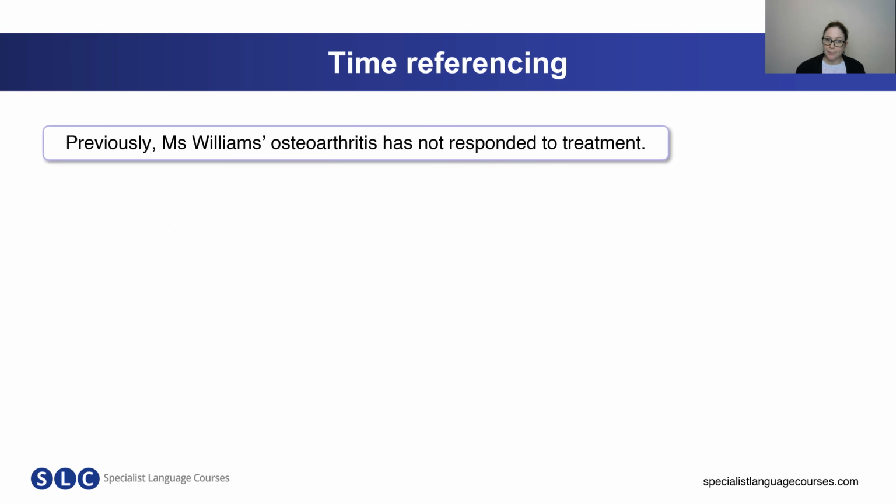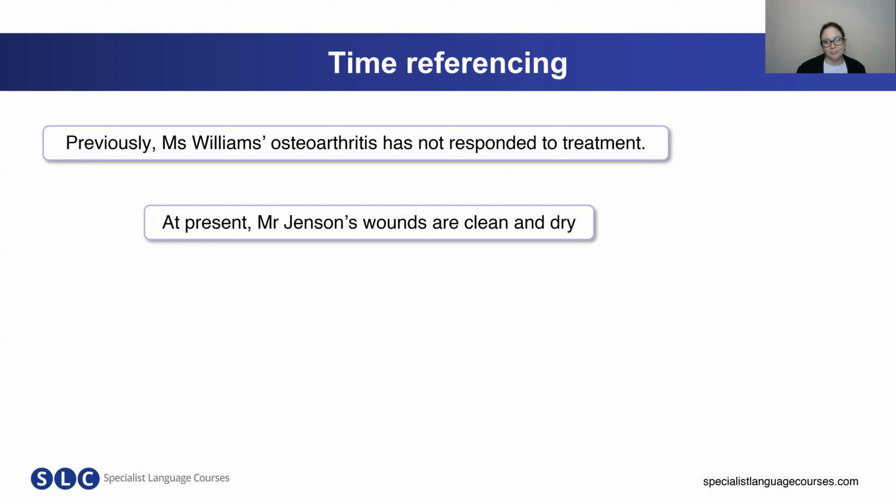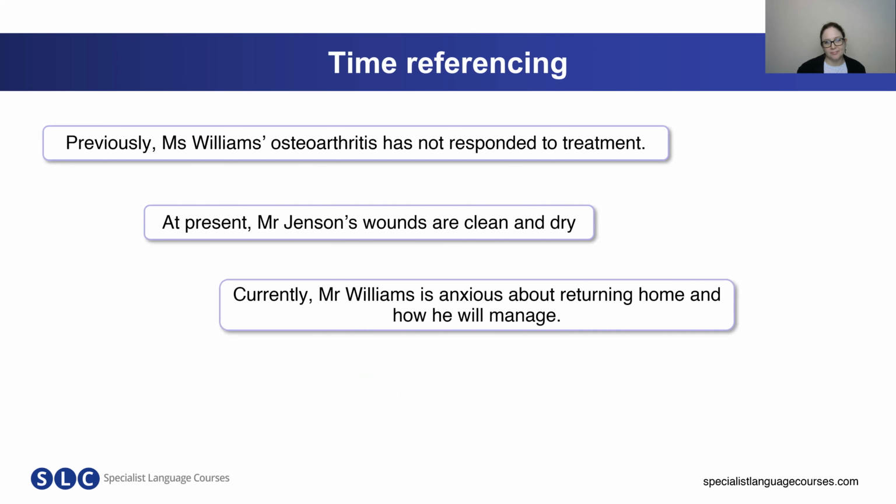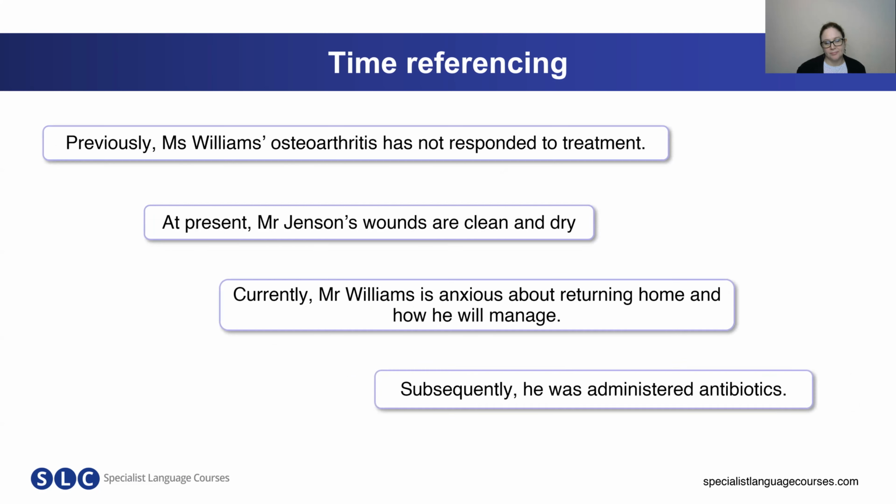Here are some more. So these are some good time referencing phrases that talk about the sequence of things, if they happen before, if they're happening at the moment, what happened next, what's going to happen in the future. So phrases such as previously, at present, currently, and subsequently.